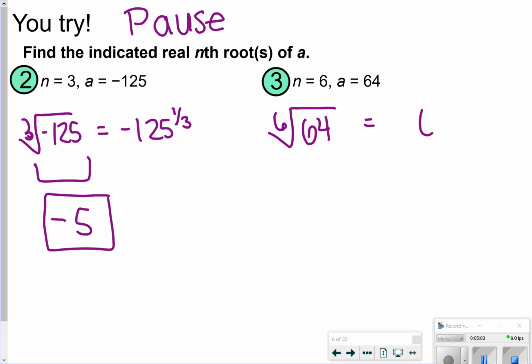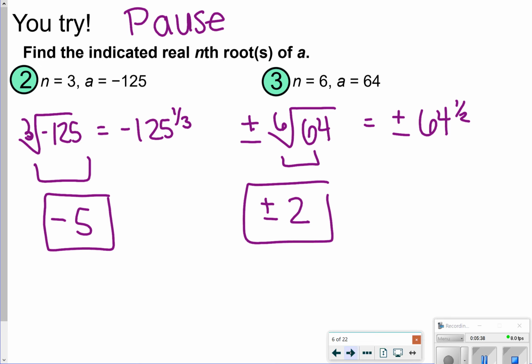Noticing though, I'm going to go ahead and write this both ways, that since n is even and a is greater than 0, we can have two options as our answer, a positive or a negative. So you did need to make sure that you added those positive and negative signs before you started working those out. This question is asking what number, if multiplied by itself 6 times, would give us 64, and that answer is going to be 2. So my answer for number 3 would be plus or minus 2.